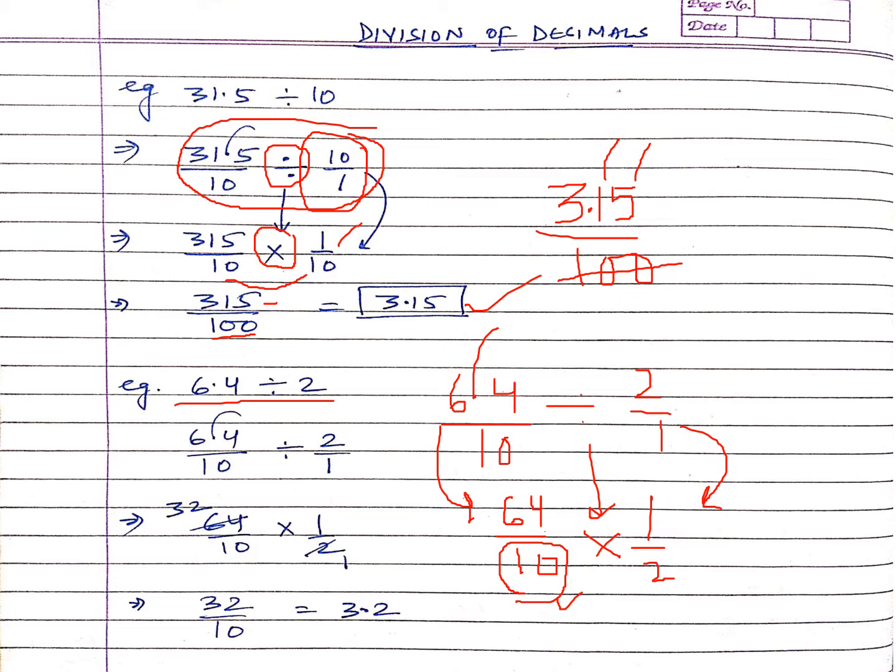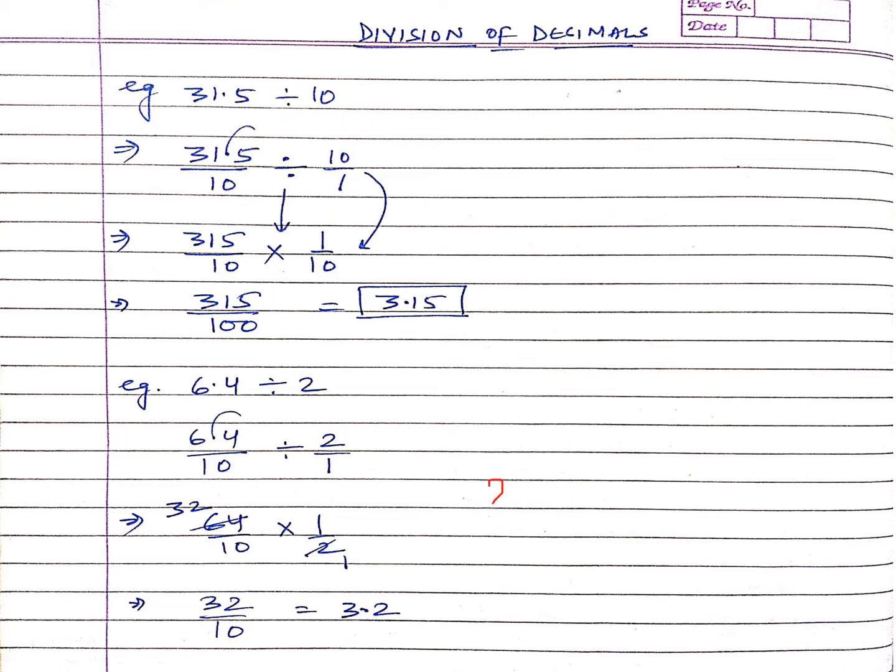So if you understand, 2 and 64 can be divided by 2 because 2 is a common factor. So 2 ones are 2, 2 32s are 64. So the answer becomes 32 upon 10 like this. As there is only one zero, count one digit and put a decimal. So the answer is 3.2. Got it?